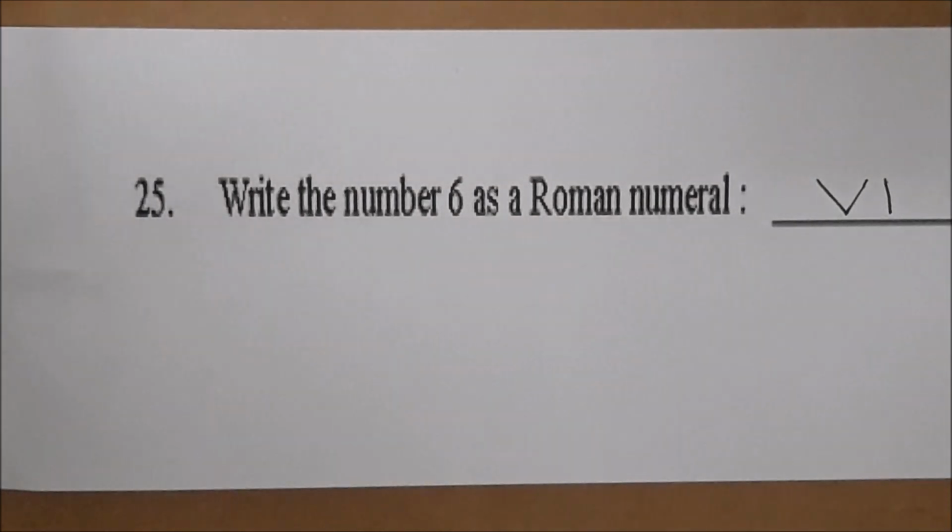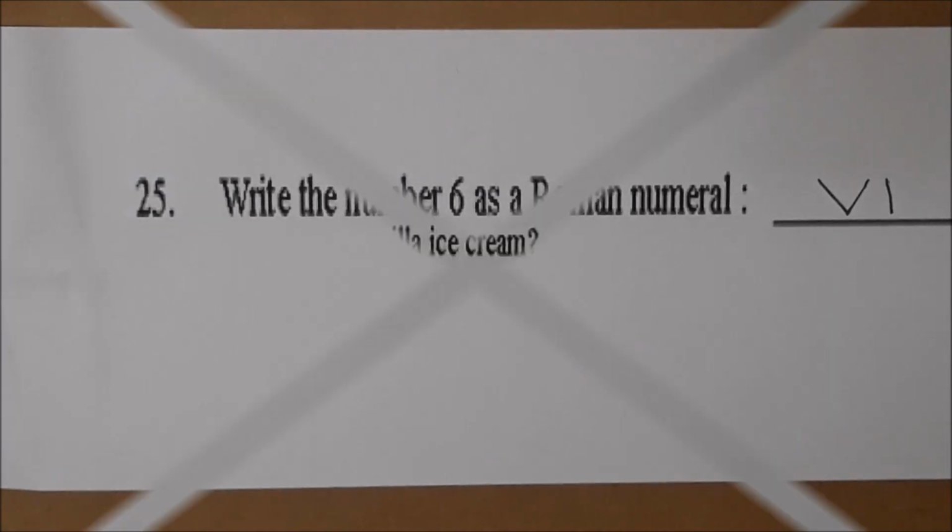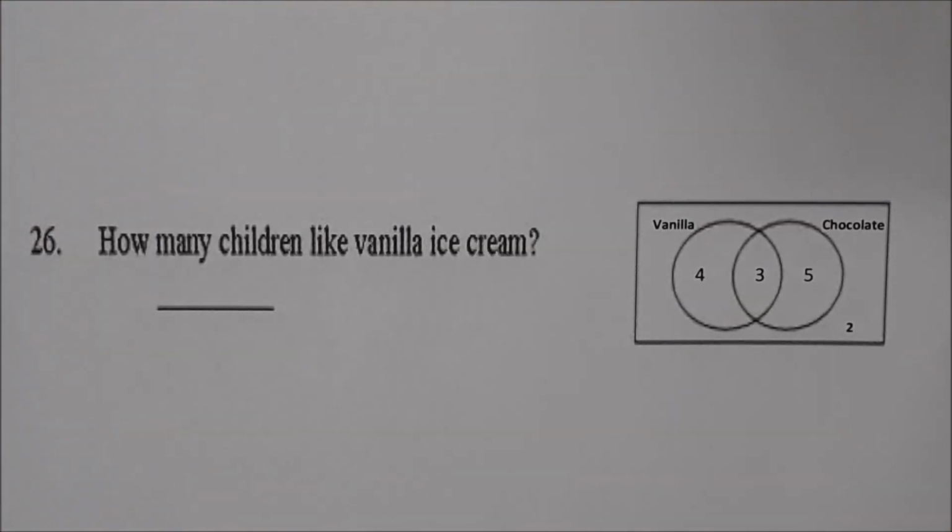VI. V, capital V, and capital I. That means 6. What is the V? 5. And the I? 1. So that's 5 plus 1. And that's how you write the number 6. Very good.